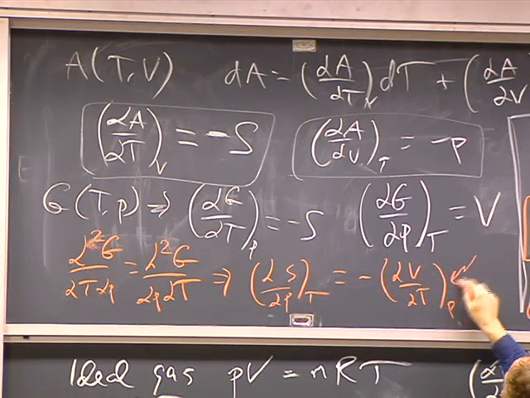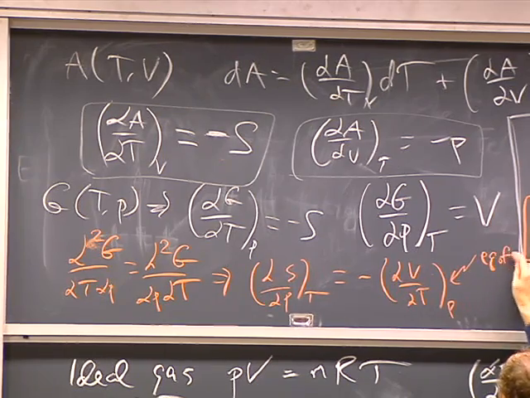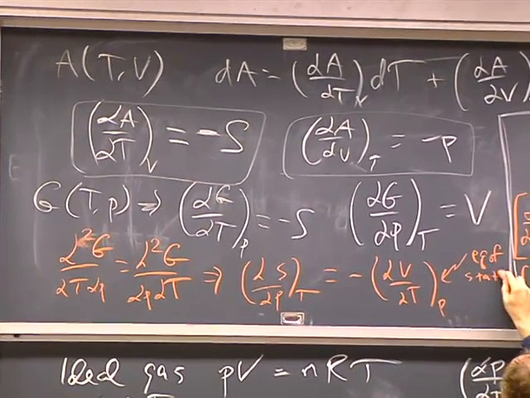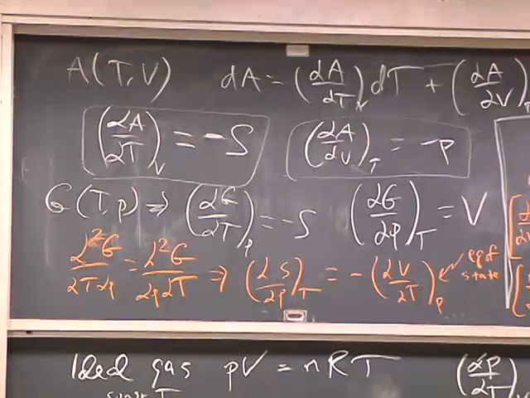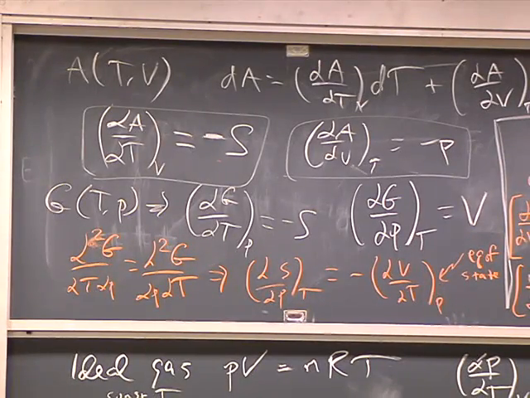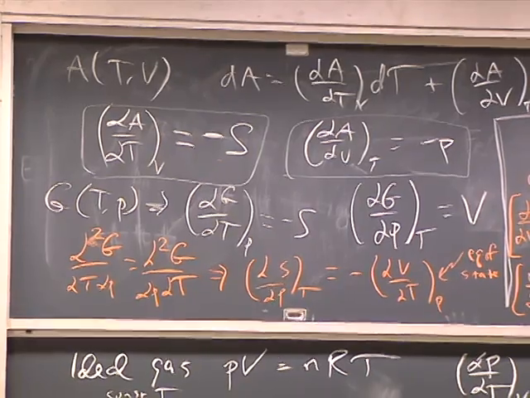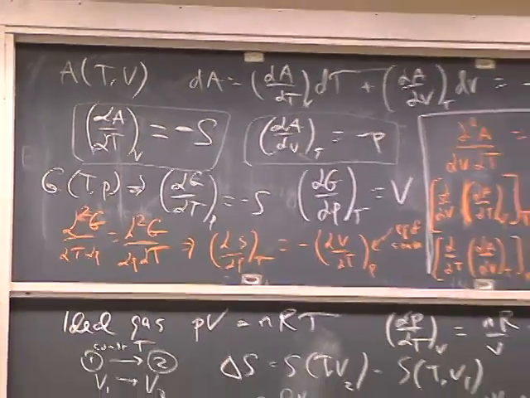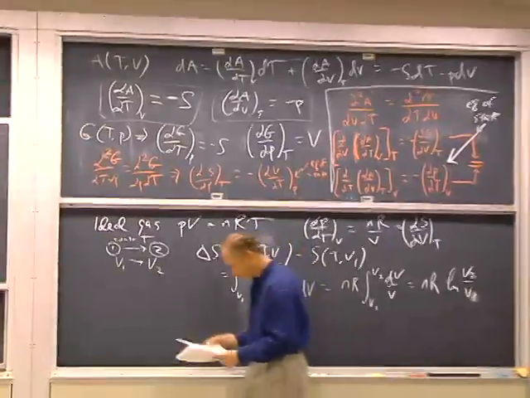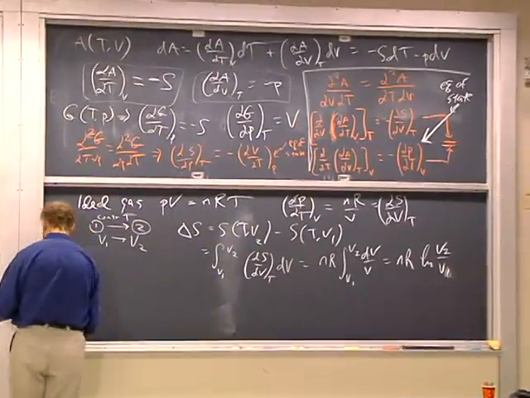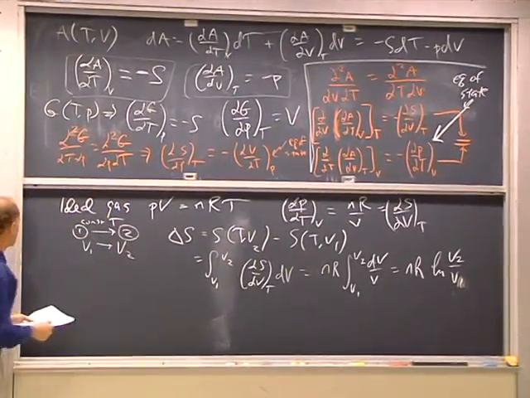And again, this is something that comes from an equation of state. We know how the volume and temperature vary with respect to each other at constant pressure. That's what the equation of state tells us. So again, I can just use that result.